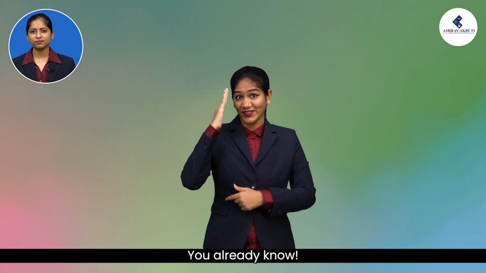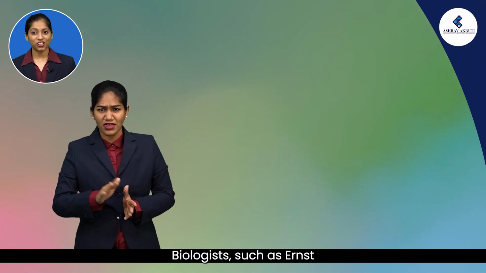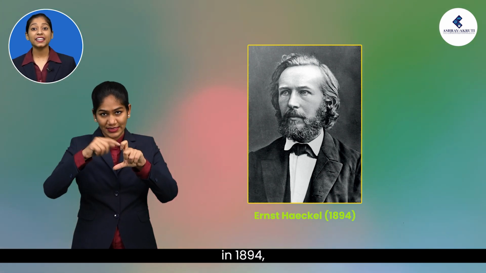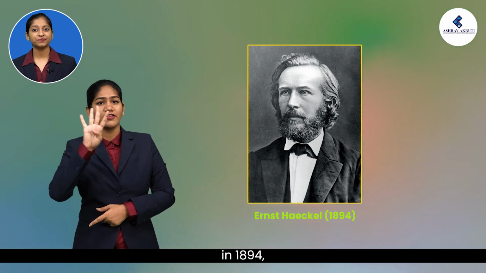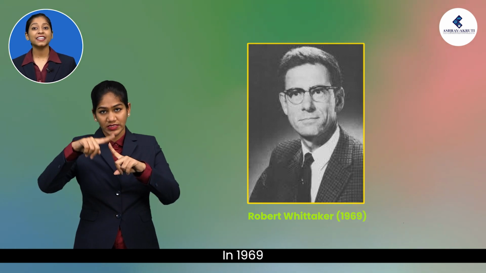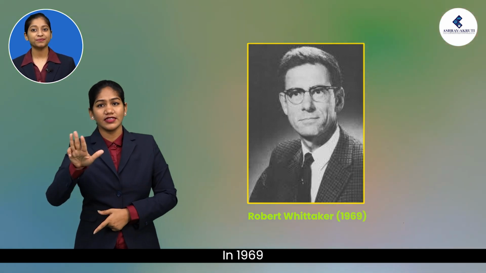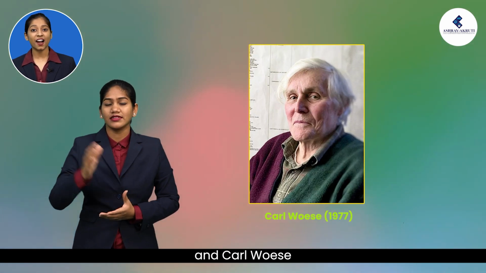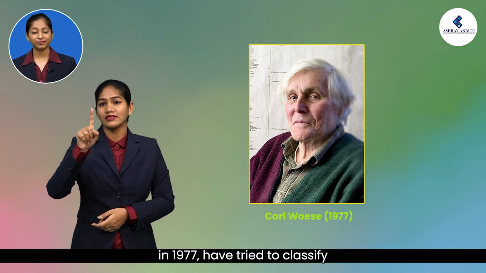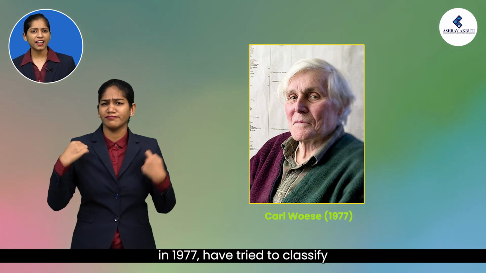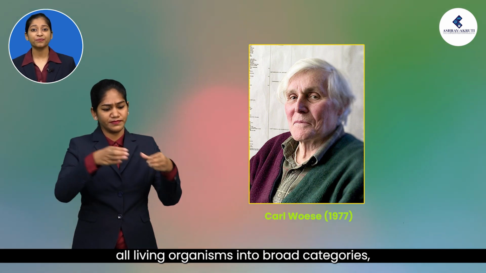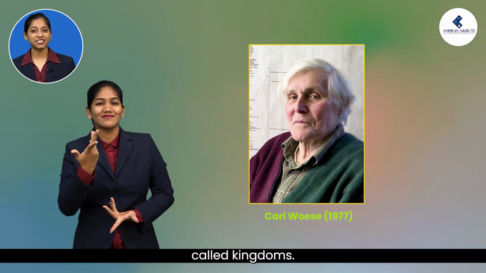You already know biologists such as Ernst Haeckel in 1894, Robert Whittaker in 1969, and Carl Woese in 1977 have tried to classify all living organisms into broad categories called kingdoms.